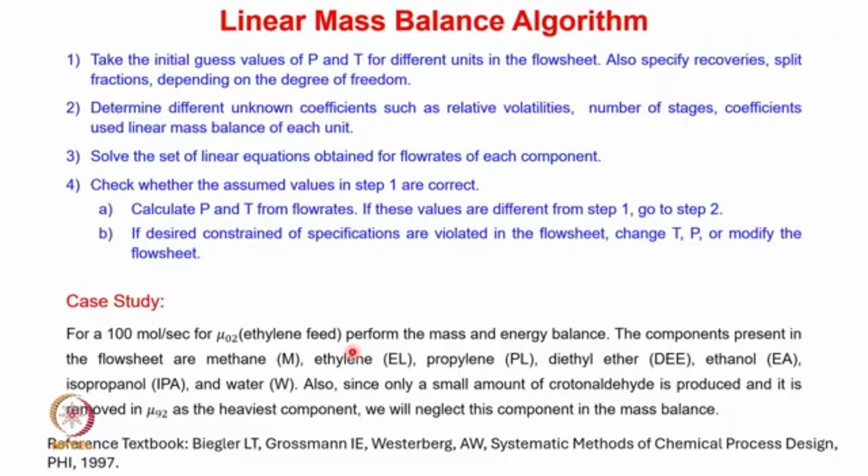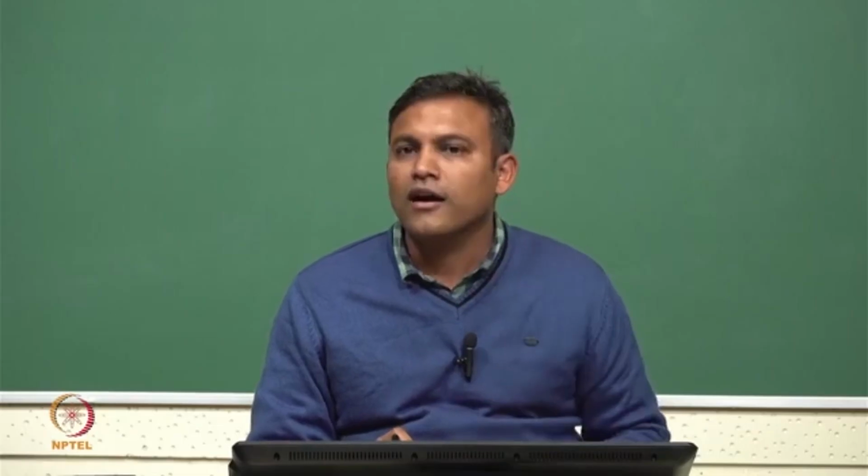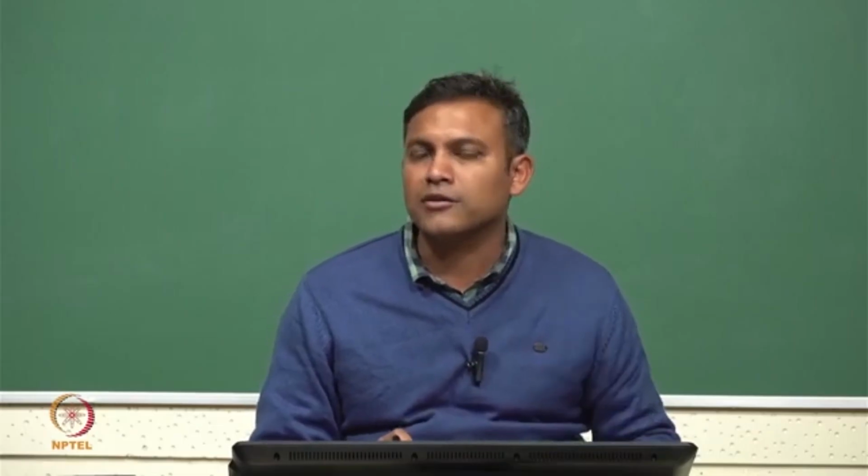When we go to slightly more complicated units like distillation, the degree of freedom is 3. There, in addition to the split fractions, we also need to specify temperature and the number of stages involved. When we look at one more complicated units like the absorption unit or the stripper unit, the degree of freedom is 4. There we need to specify pressure, temperature, the split fractions, and also the absorption factor. So these are the 4 degrees of freedom required.